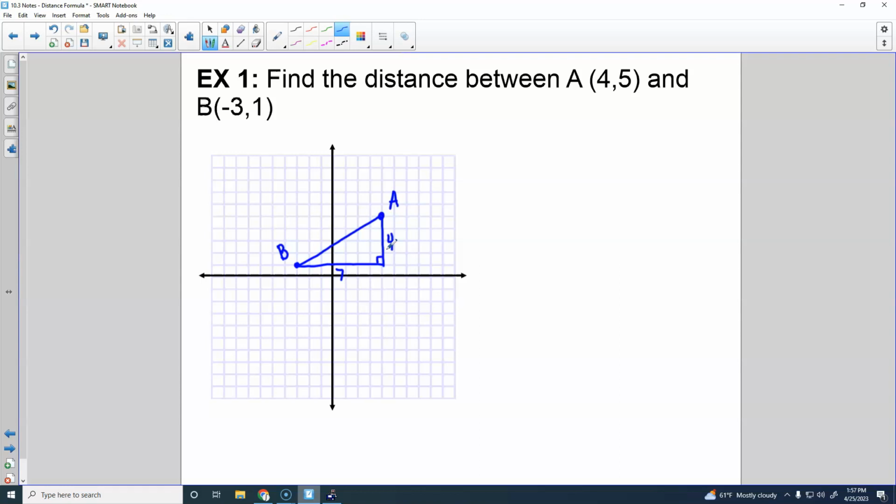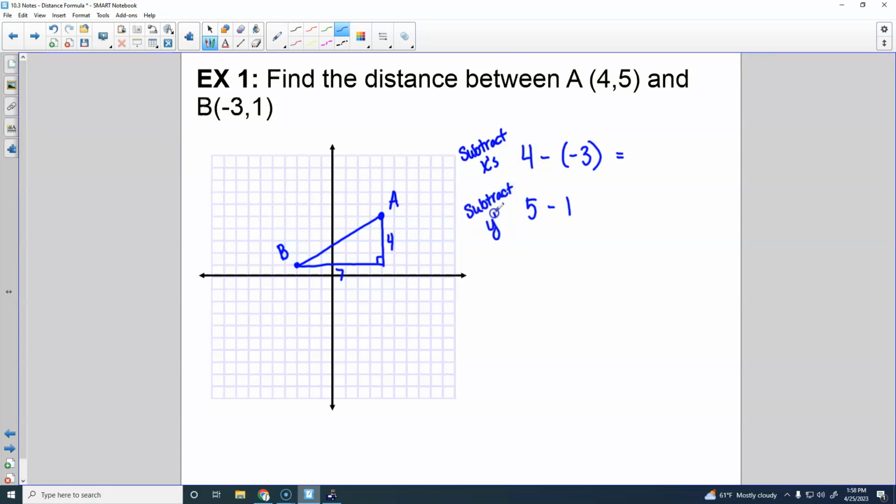Okay, what do you think, Riley? What do you mean, like? Okay, what do you think, Evan? Subtract, like in this case, you would subtract 4 and -3, and you subtract 5 and 1. Okay, so what Evan's telling me to do here is to subtract my x's and then subtract my y's.